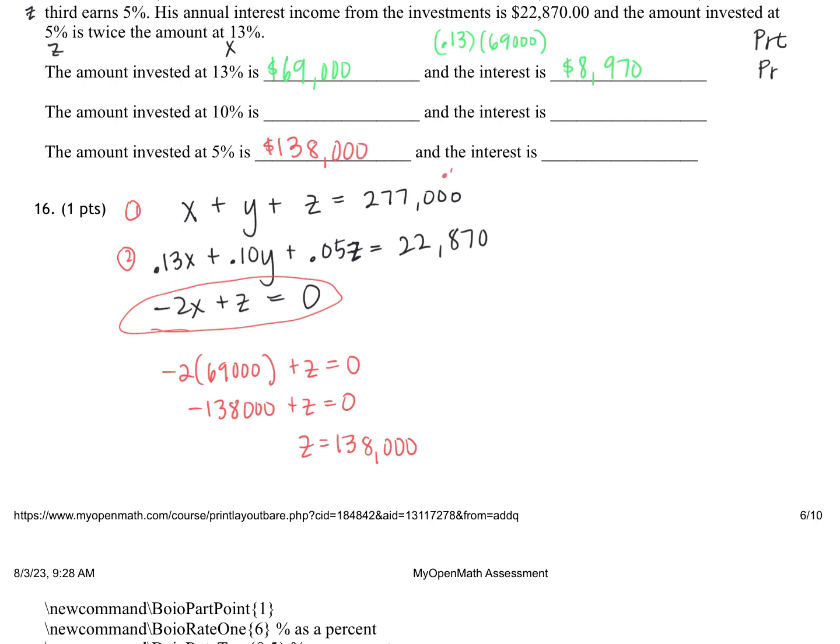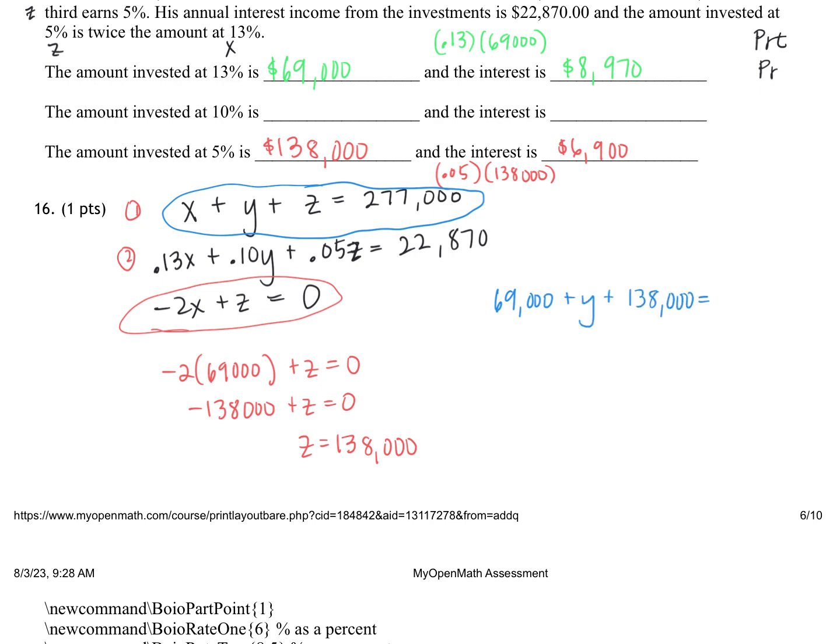And then we would do 5%, so 0.05 times 138,000 to get how much interest. And we get $6,900 in interest. And now last we need to find the 10%, which was y. So I would use my very first equation to do that. So x is 69,000. Y we don't know. Z is 138,000. And that's equal to 277,000.